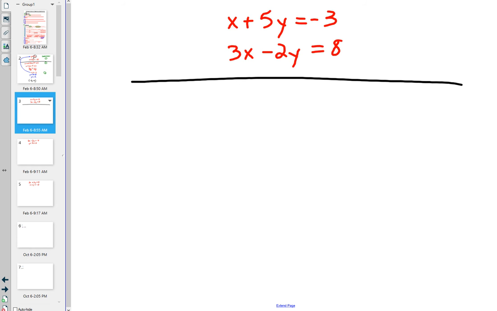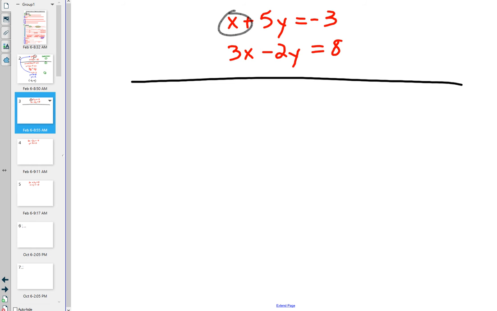Since I'm giving you the option of using whichever method you want, I would like the one where I do the least amount of work. If I look at both of these, are any variables isolated here? No. But it wouldn't be that hard to isolate this first x on top. It'd be pretty quick. I could just subtract 5y and bam. So if you fall in love with substitution, I'm not saying that you can't do substitution here.